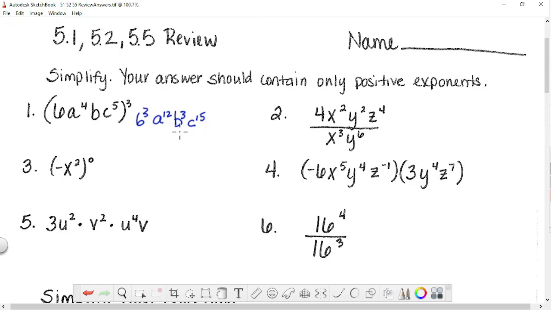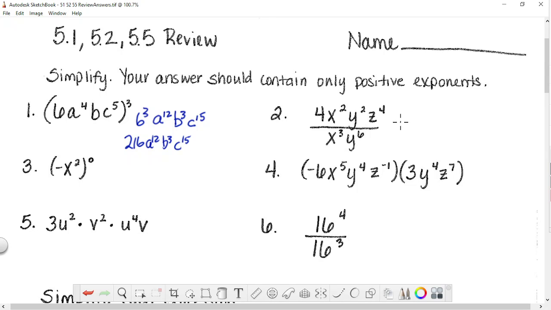And don't leave it like that though, because 6 to the third power, we can calculate that, and it's 216. So as the final answer, you'll have this. Okay, let's go on to number 2.